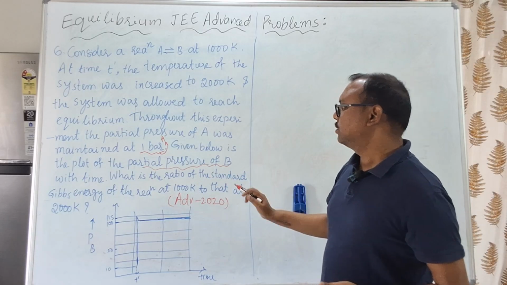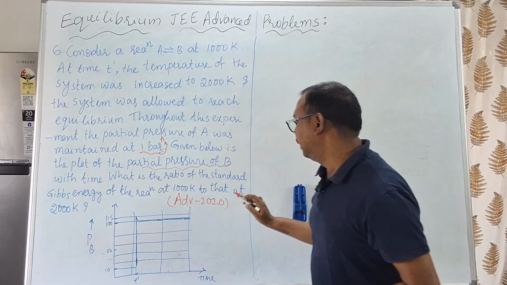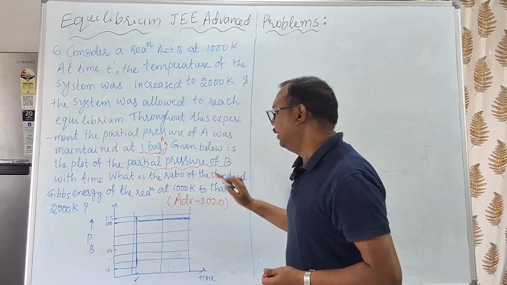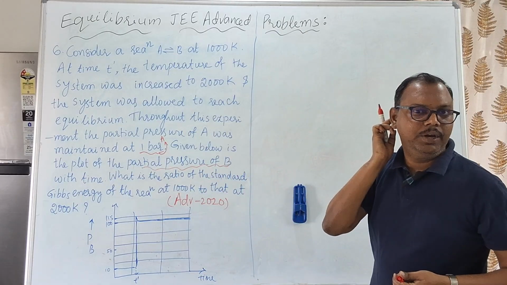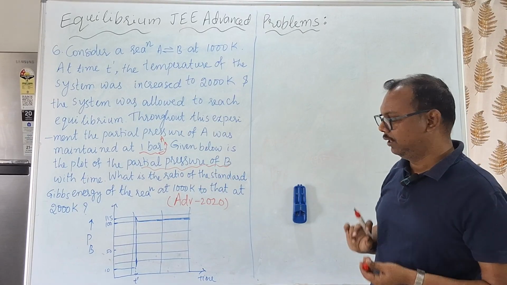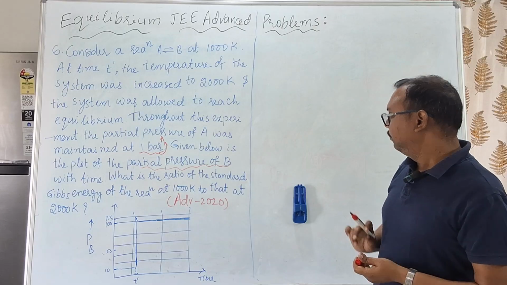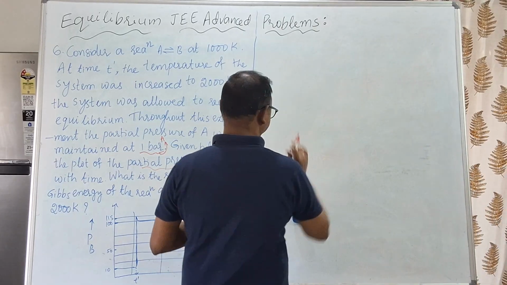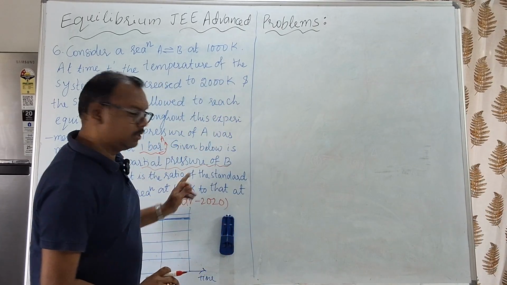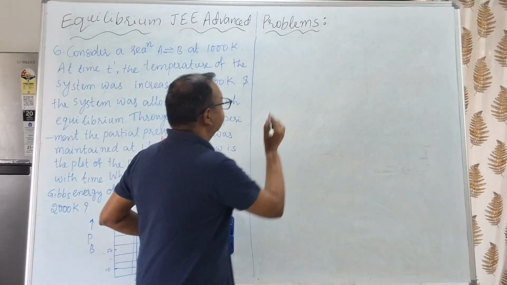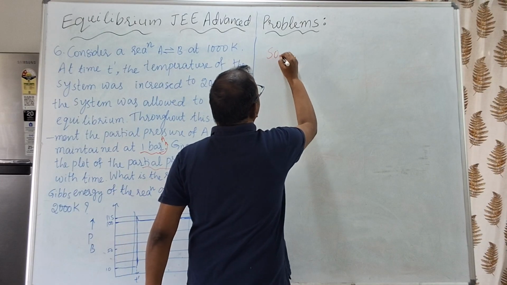What is the ratio of standard Gibbs energy of the reaction at 1000 Kelvin to that at 2000 Kelvin? It's a very simple equation. We are going to write the solution here. All of you observe, it was given in Advanced 2020. Look at the solution for this.